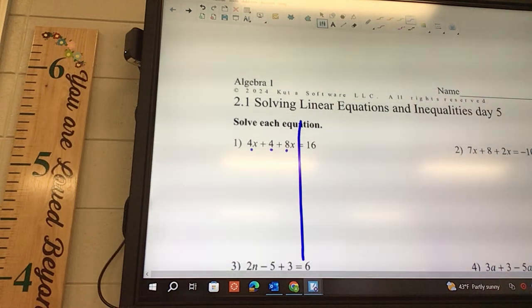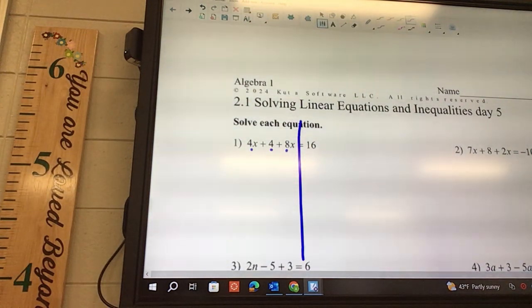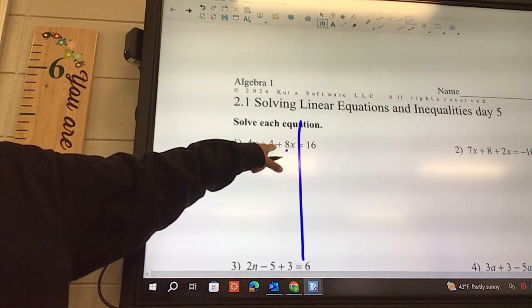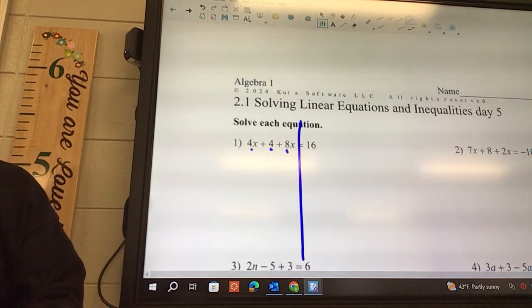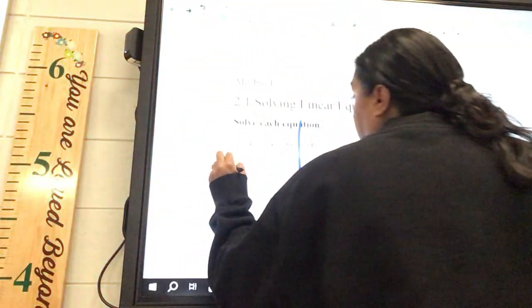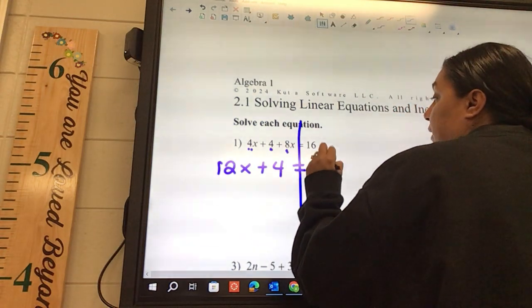Okay, so letters can go with letters and numbers can go with numbers. So if we were to look at 4x, is that a letter or a number? Letter. It's a letter. If it has a letter with it, it's a letter. Okay, 4, is that a letter or a number? Number. 8x. Letter. So the letters can go together and the numbers can go together. So 4x plus 8x is 12x. Okay, so we're going to get 12x plus 4 equals 16.